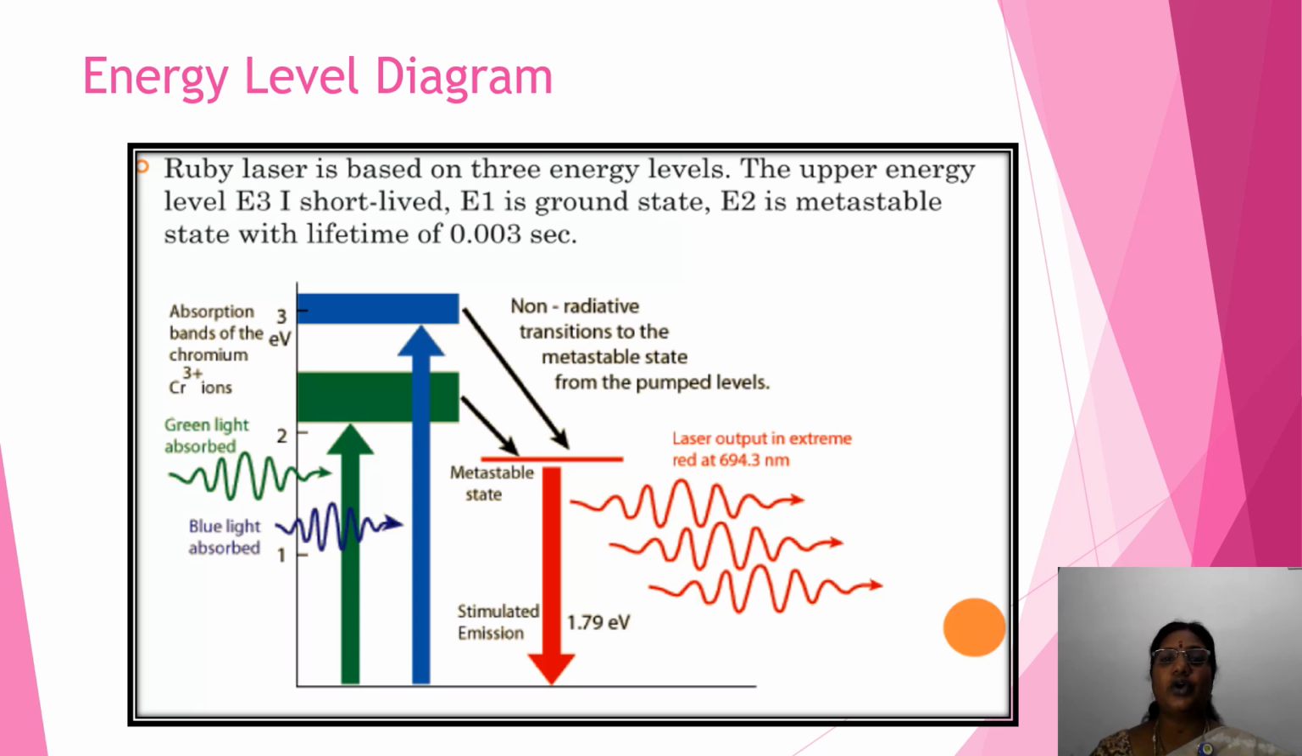When the emitted photon interacts with the electron in the metastable state, it forcefully makes the electron fall into the ground state E1. As a result, two photons are emitted. This is called stimulated emission of radiation.